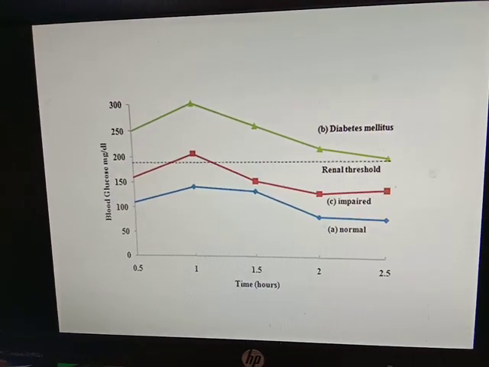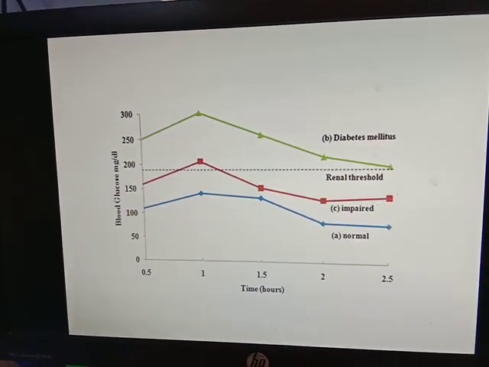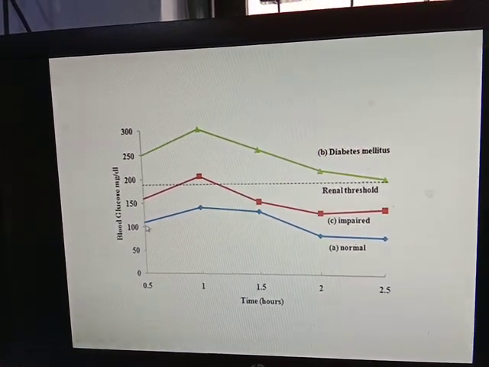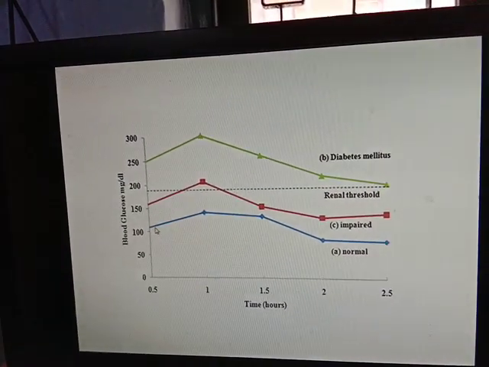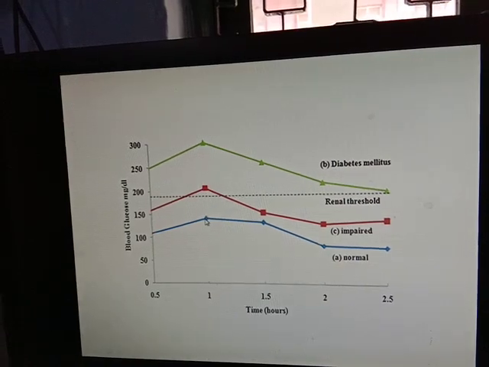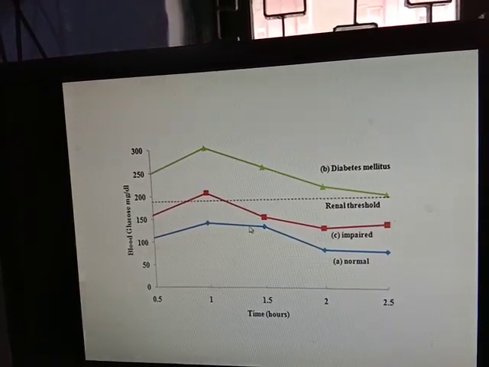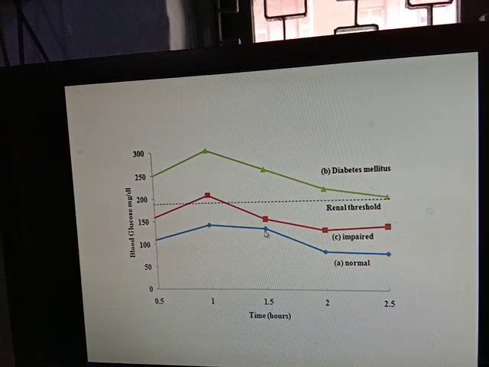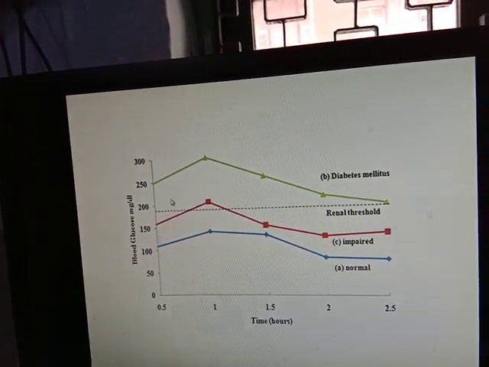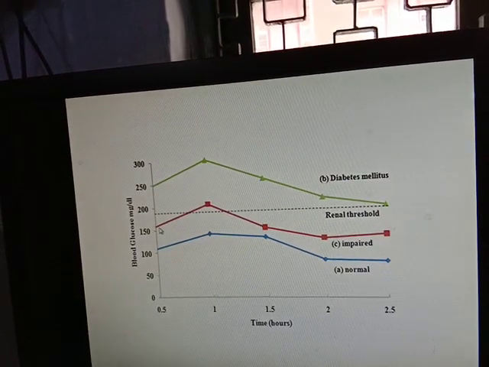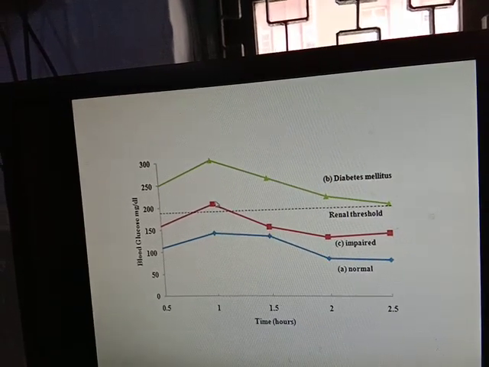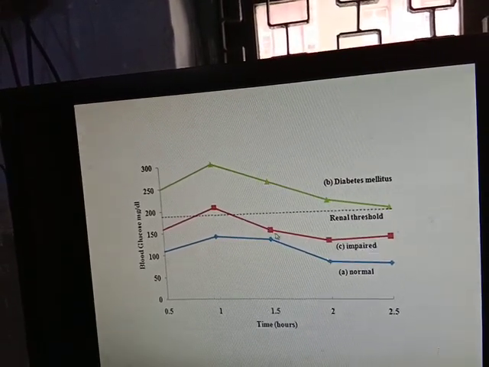So here you can see, in a normal individual the blood glucose is between 90 to 100 or 80 to 100. When you administer the glucose, it will increase up to 140 to 150. Then there will be an absorption phase, and after absorption the blood glucose will decrease, whereas if the renal threshold is decreased, the blood glucose will again increase and it will rise for a long time.